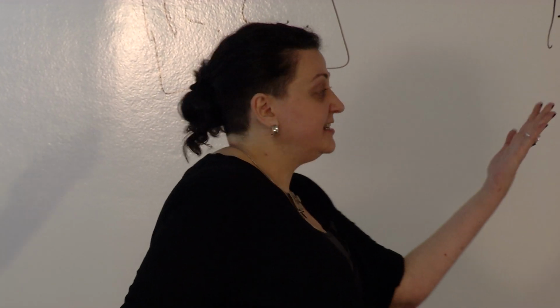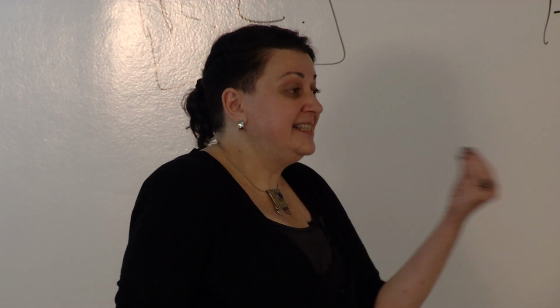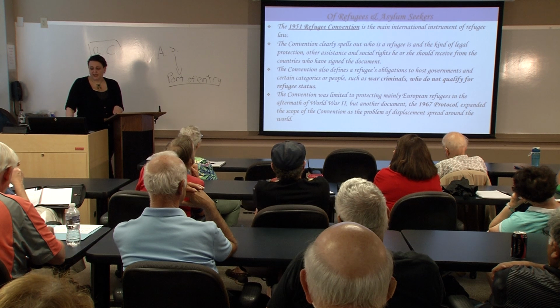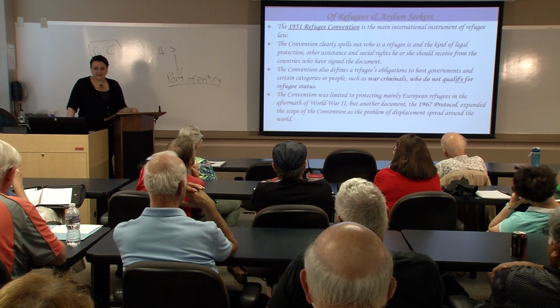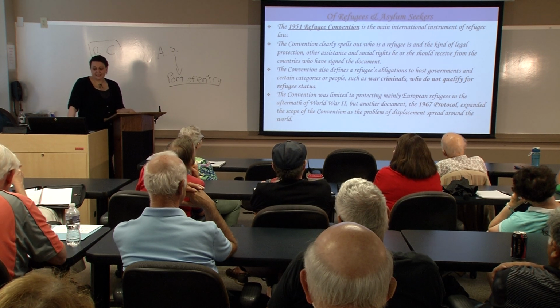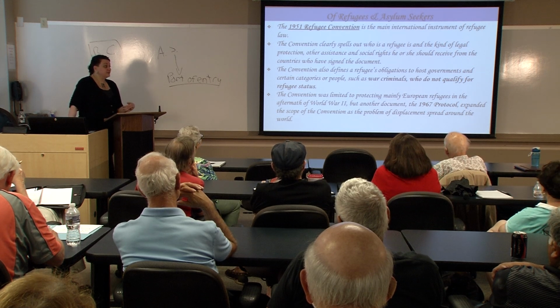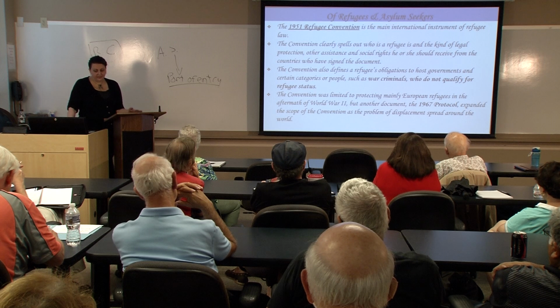The rules that set all of this out in very clear, distinct legal language is the 1951 Refugee Convention. It is the main international instrument that dictates how refugees should be treated. The convention clearly spells out who is a refugee, the kind of legal protections that they have to have, any assistance or social rights he or she should receive from the countries that have ratified the convention.